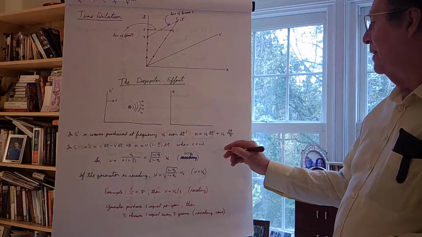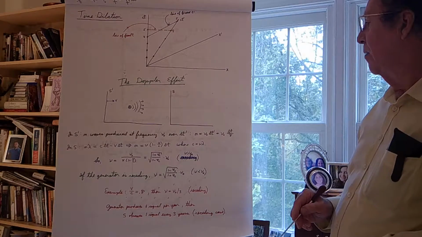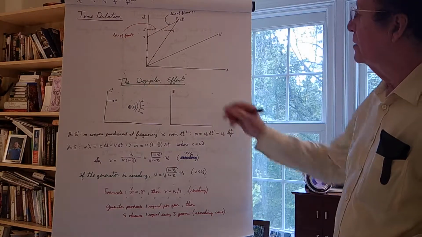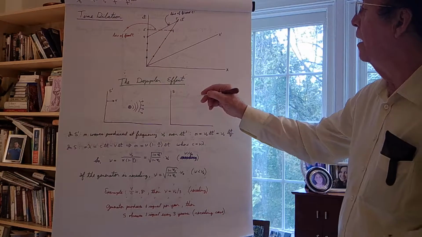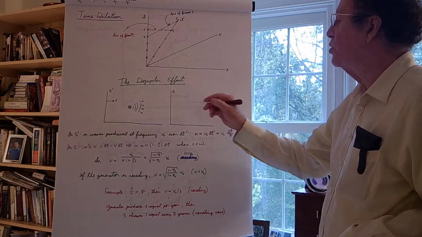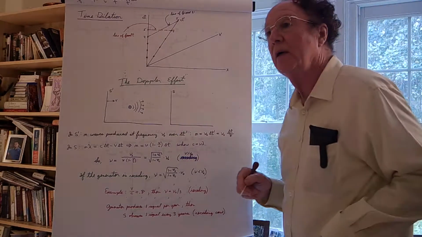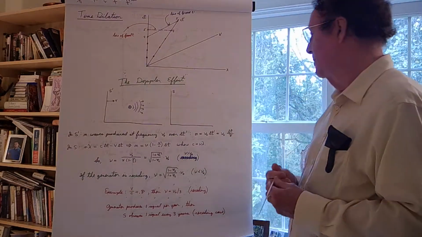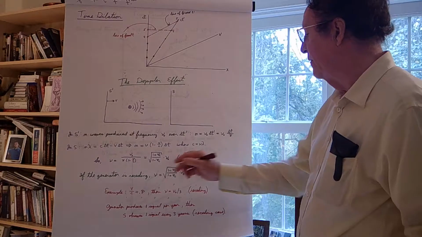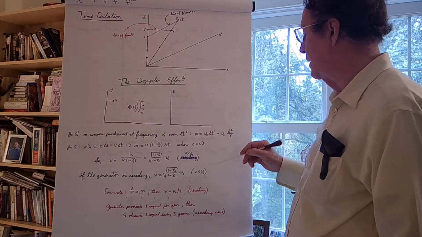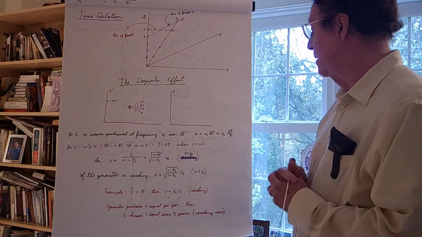I see that for V positive, this pulse is coming toward me, the train is coming toward me, so that nu is then higher than nu zero, the frequency is higher. And if it's receding, then V goes to minus V, and then the frequency is diminished.